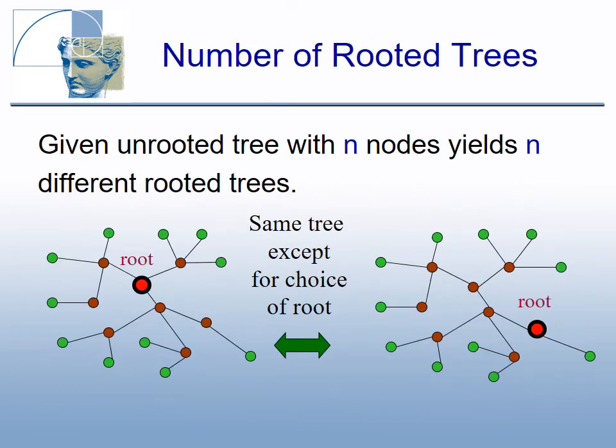The selection of the root is arbitrary. The same tree structure produces different rooted trees as shown in the figure. A given unrooted tree with n nodes results in n different rooted trees.